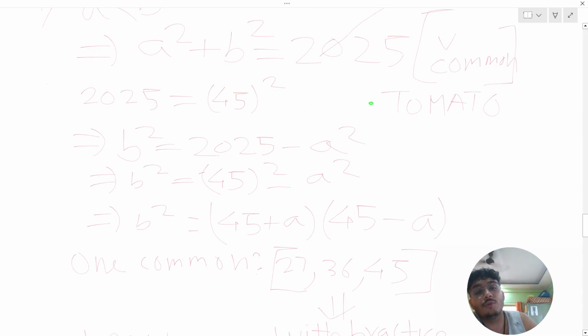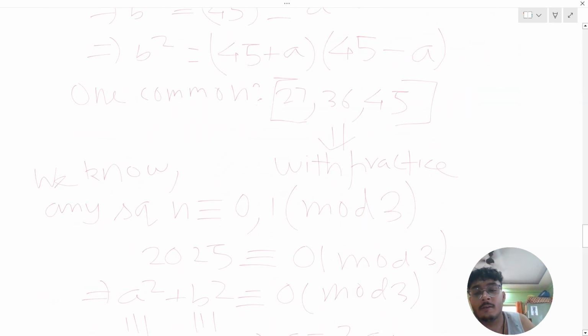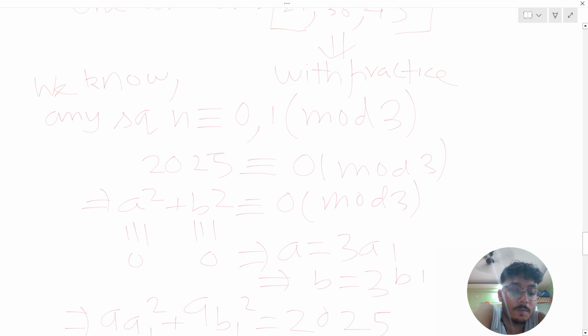This is one method which you can apply. I didn't do it since it would be a little long. But yeah, you can give it a try, no problem. You can comment down that yes sir, this can be solved in this way too. So we know by the properties of congruence, any square number is congruent to 0 or 1 mod 3. My 2025 is divisible by 3, so it's basically congruent to 0 mod 3.